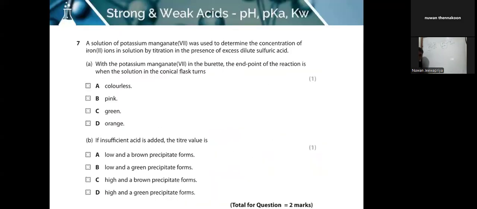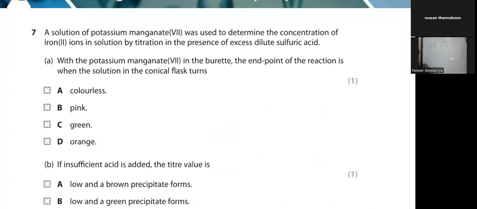So this is question number 7. A solution of potassium manganate(VII) was used to determine the concentration of iron(II) ions in solution by titration in the presence of excess dilute sulfuric acid. With the potassium manganate(VII) in the burette, the end point of the reaction is when the solution in the conical flask turns: colorless, pink, green, or orange.